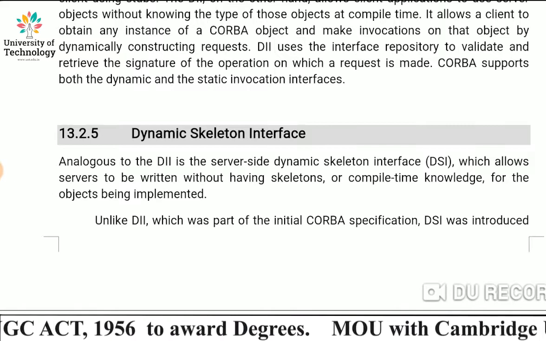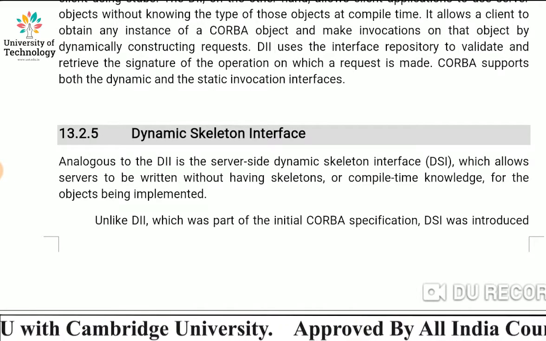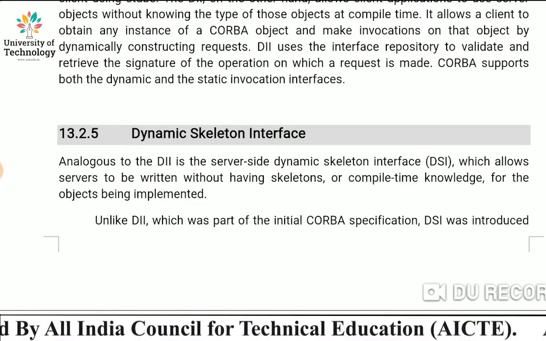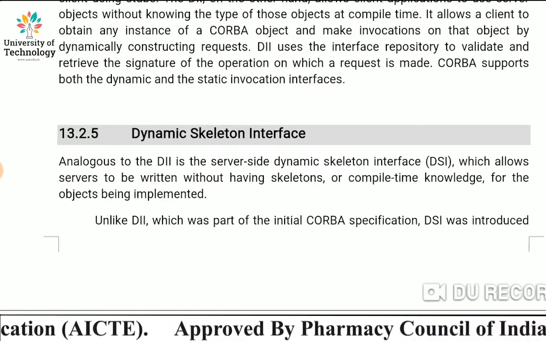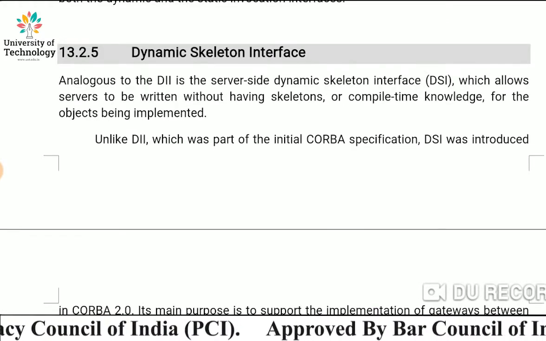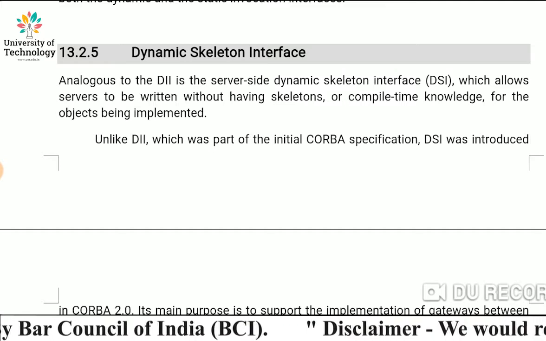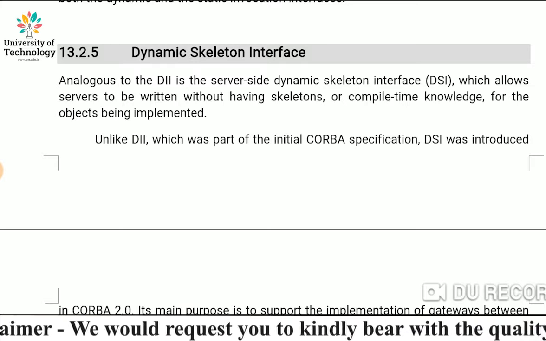Dynamic skeleton interface. Analogous to the DII is the server-side dynamic skeleton interface, which allows servers to be written without having skeletons or compile time knowledge for the objects being implemented. Unlike DII, which was part of the initial Corba specification, DSI was introduced in Corba 2.0.